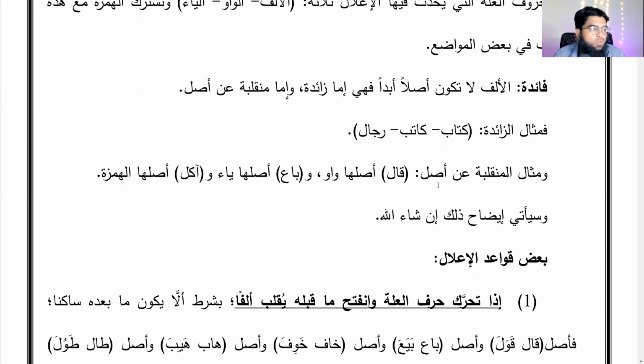ومثال المنقلبة عن أصل. The example of change from asl. For example, قال أصلها واو. How do you know it's واو? We look at the mudari or the masdar. In the mudari we can see يقول, right? Or the masdar القول. Ba' asluha ya. So ba' is actually baya. We can know from the masdar.